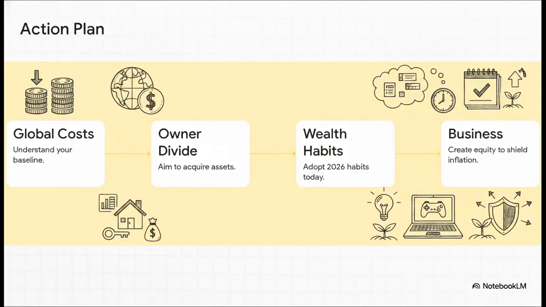Step 1. Understand global costs and your personal purchasing power baseline. Step 2. Recognize the owner divide. You must strategically aim to acquire assets, not just earn an income. Step 3. Adopt those 2026 wealth habits today to outpace the shifting market. And Step 4. Start a business. Whether it's a side hustle or tapping into a trend like video game IP, creating your own equity is the ultimate shield against global inflation.